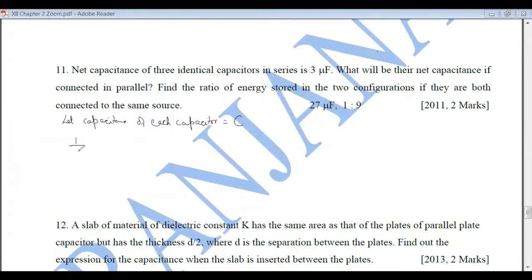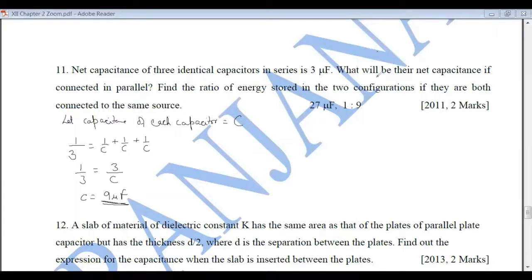So we know that 1 upon Cs, which is 1 upon 3 microfarad, is equal to 1 upon C plus 1 upon C plus 1 upon C. All three have the same capacitance and they are connected in series. So 1 upon 3 is equal to, taking the LCM, 1 plus 1 plus 1 upon C, so C is equal to 9 microfarad. The capacitance of each capacitor is 9 microfarad.